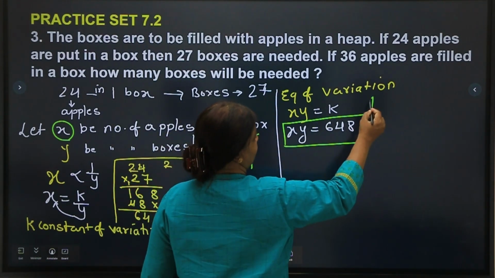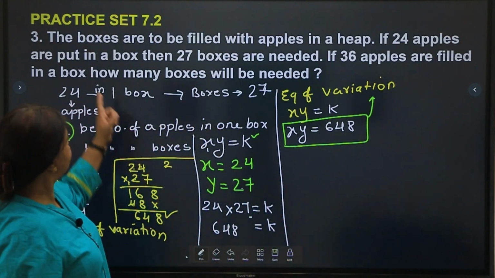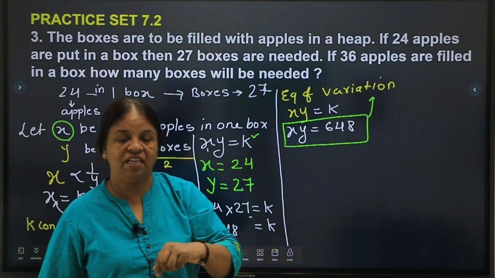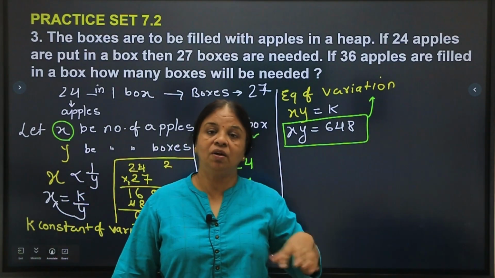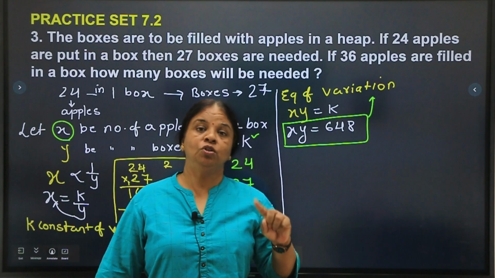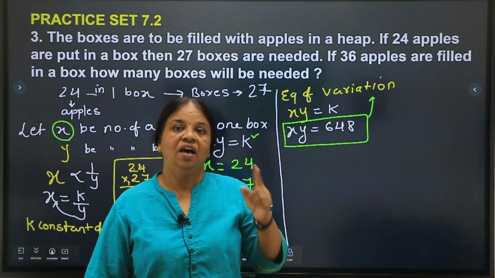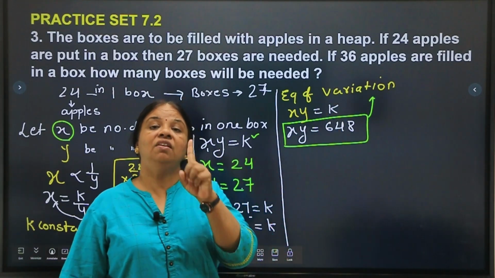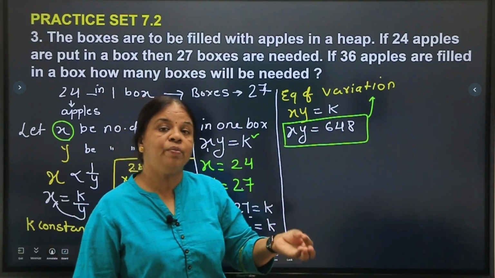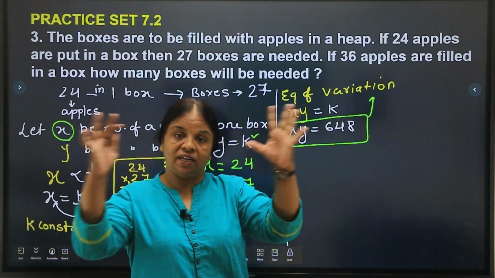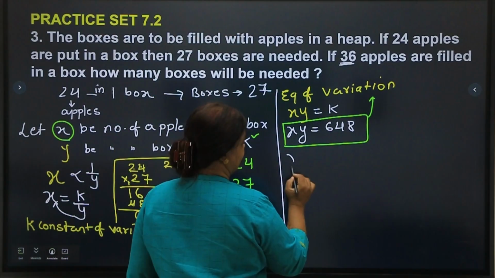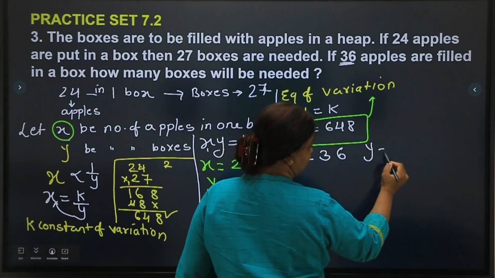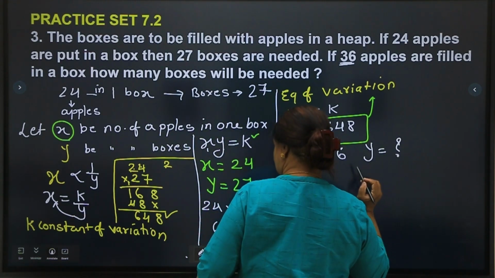Okay. Now it is said that if 36 apples are to be filled in one box, then how many boxes will we require? Now the number of apples in one box to be filled is increased. Earlier, how much was it in one box? 24. Now we are going to fill 36 in one box. So how many boxes will we require to clear that heap? Let's say x is equal to 36. We want to find out y, the number of boxes required.